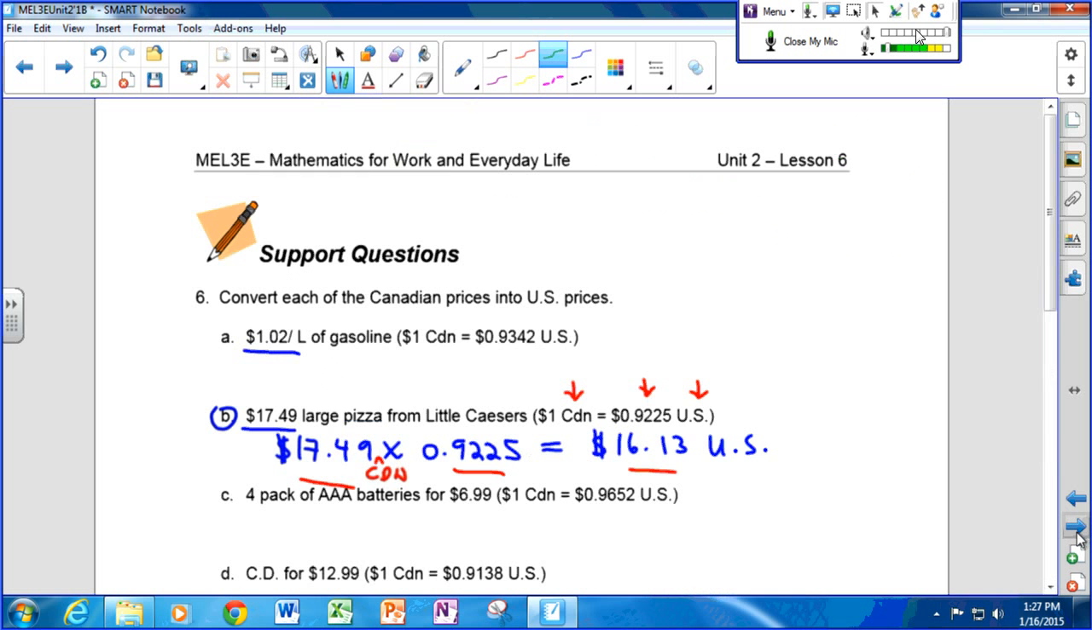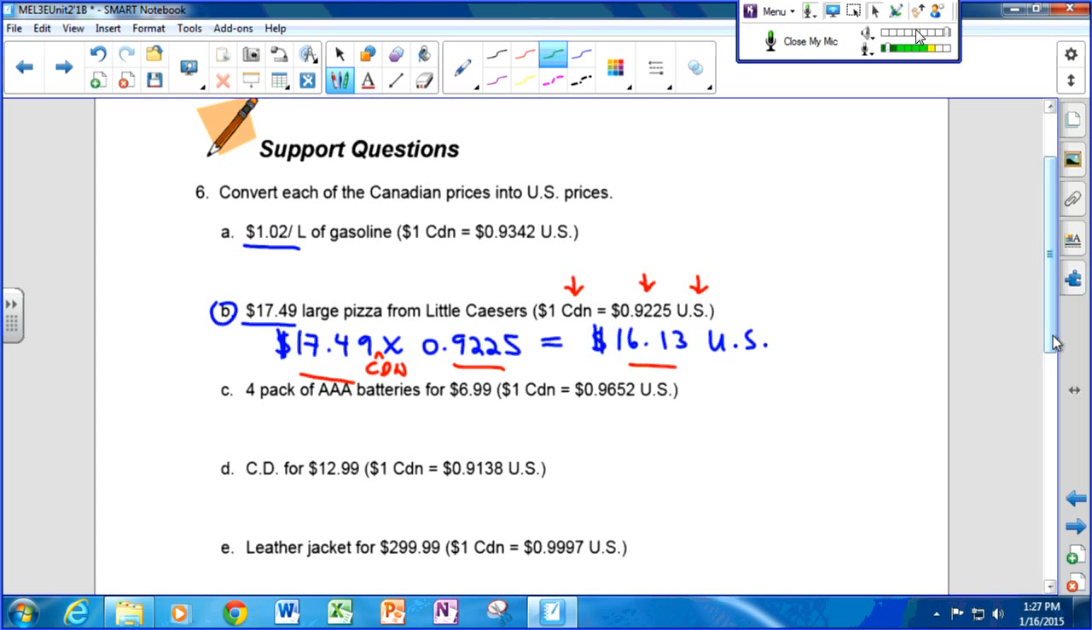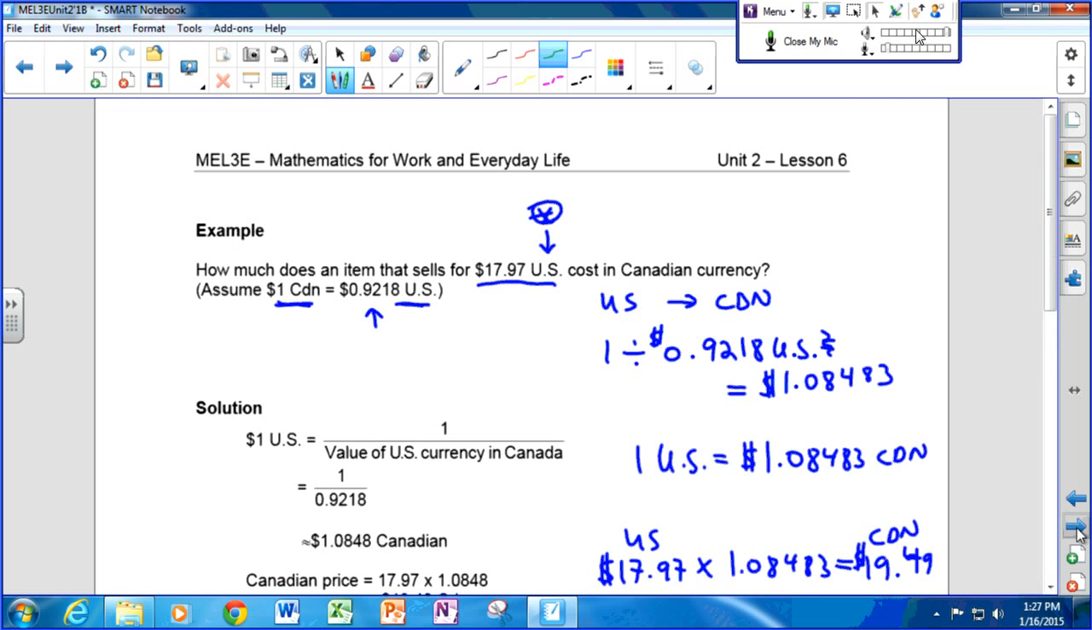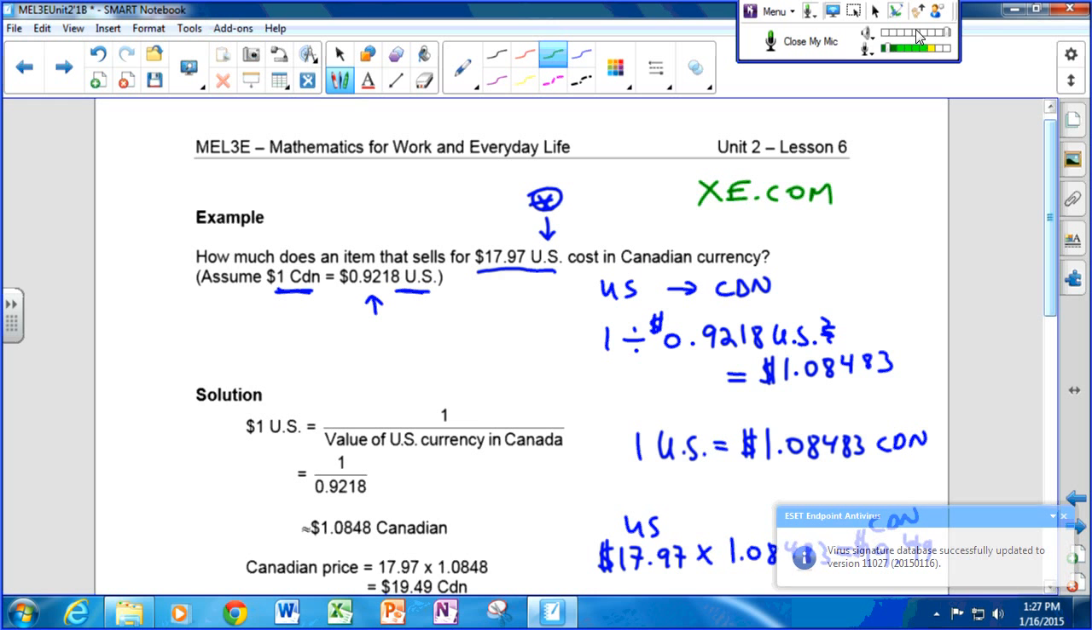Now, to go the other way, there's a couple ways to do it. I always advise, if you're actually going to do some conversions, to go to xe.com, pronounced z.com. That's a currency conversion website. I've been using it for years. I like it because they have some ads around it, but they're not trying to sell you anything. And the main purpose of the site is to do these conversions. Okay, so I use it all the time.